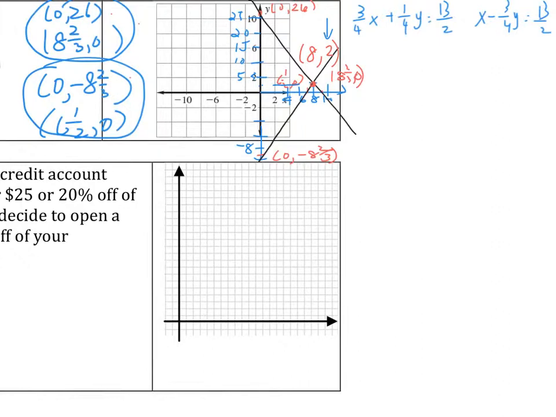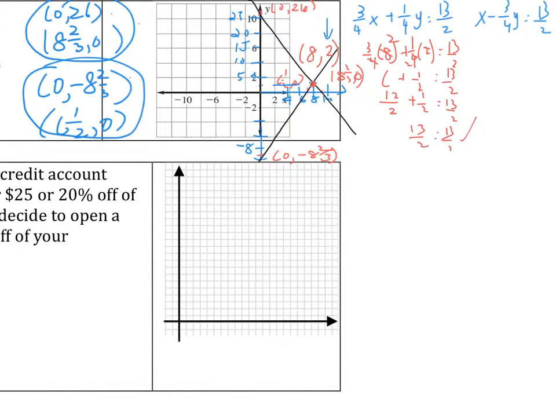Okay, so let's see. 3/4 times 8 plus 1/4 times 2. So basically I recopy the equations here to the right and cancel this out. 6 plus a half equals 13 over 2. Let's see if that's true. It is. 13 over 2 equals 13 over 2.